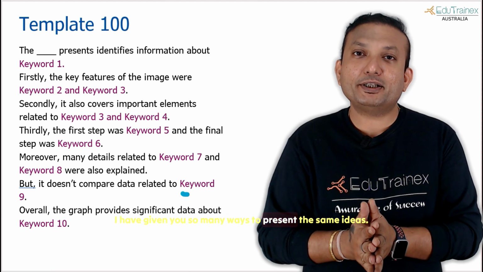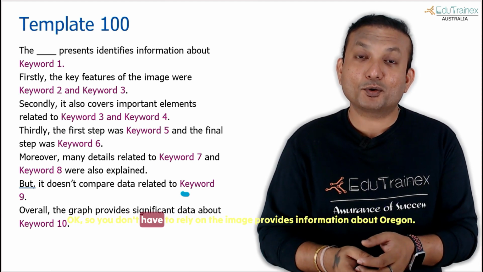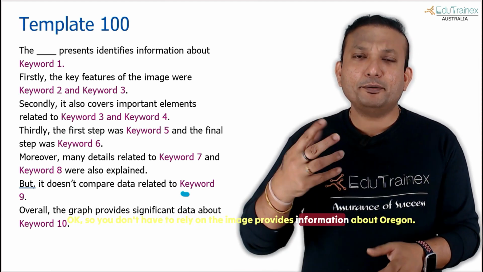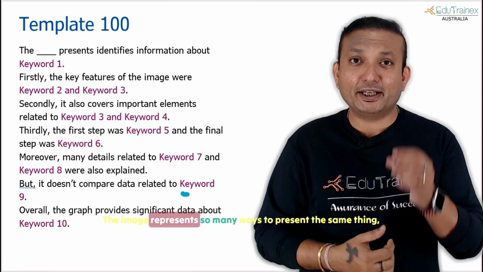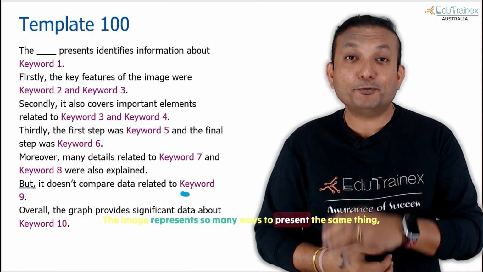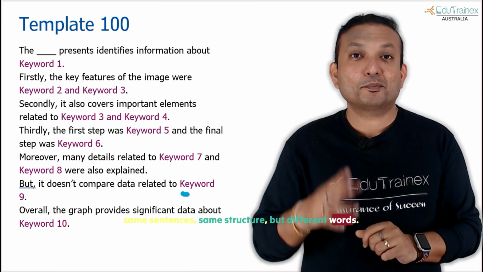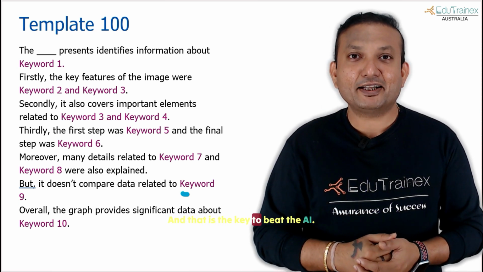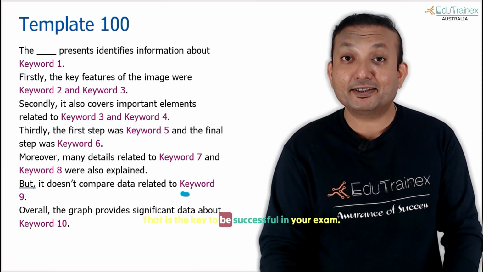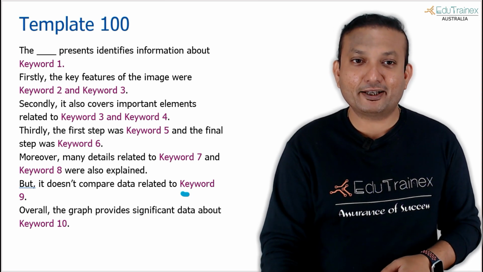I've given you so many ways to present the same ideas. Okay, so you don't have to rely on "the image provides information about" or "the image represents". So many ways to present the same thing, same sentences, same structure, but different words. And that is the key to beat the AI. That is the key to be successful in your exam.